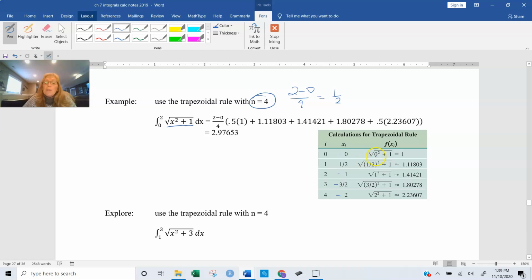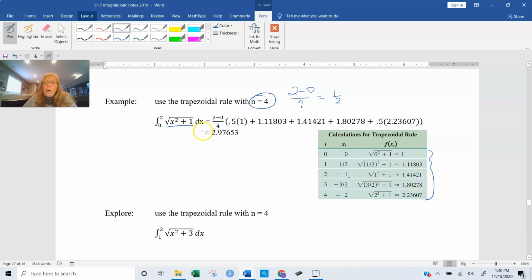Now I'm going to plug 0 into my function. So the x squared plus 1 square root. So 0 plus 1 square root is 1. 1/2 squared plus 1 square root is 1.1803. And we just continue down. 1 squared plus 1, so square root of 2. 3/2 squared plus 1 square root 1.8. 2 squared plus 1, so square root of 5. That gives me the height of my sides, and that's all that does.